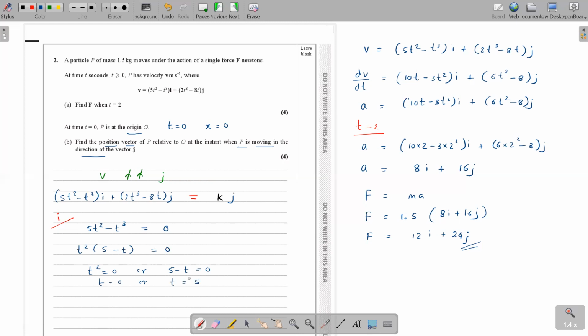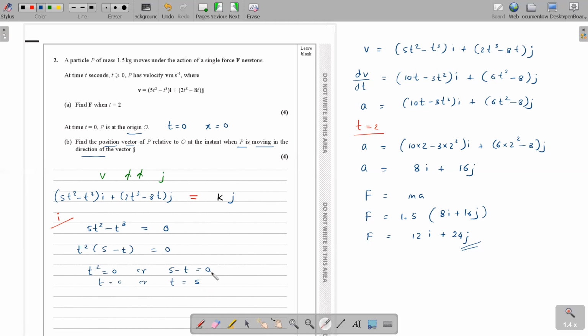Can you see? There are two places where it's going parallel to this vector j: one at time 0, the other one at time 5. Obviously we don't need to work at time 0. At time 0, it's at the origin, and we don't need that one. So we will be needing the time 5. So there's no need to mention time 0.